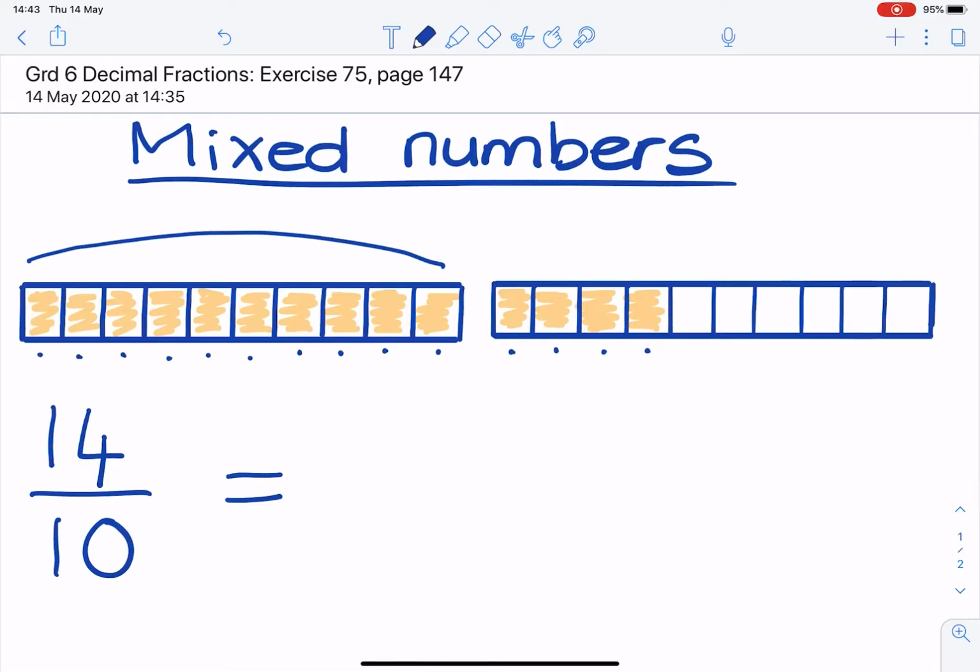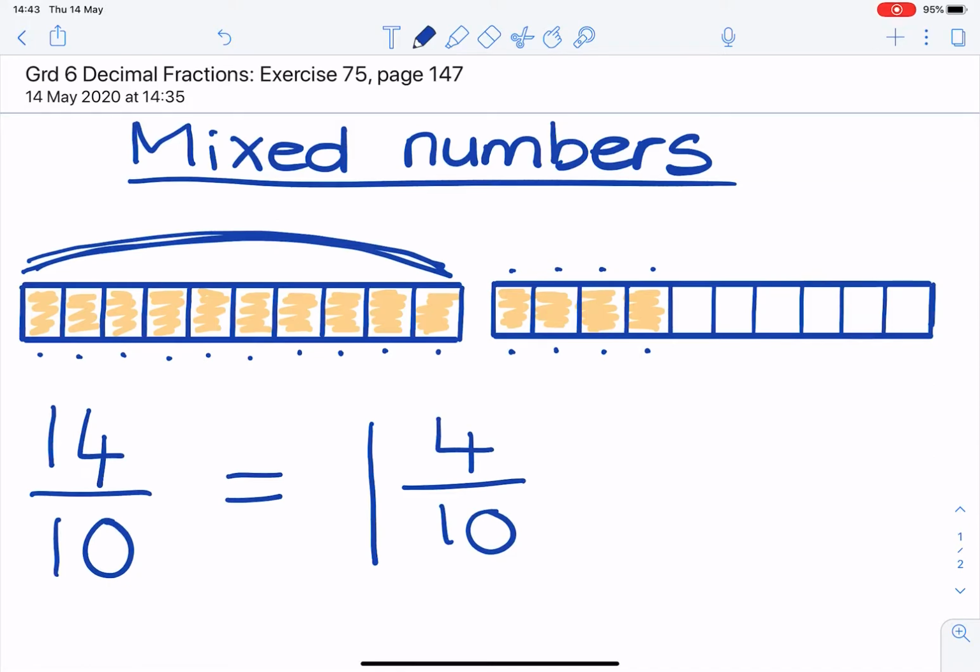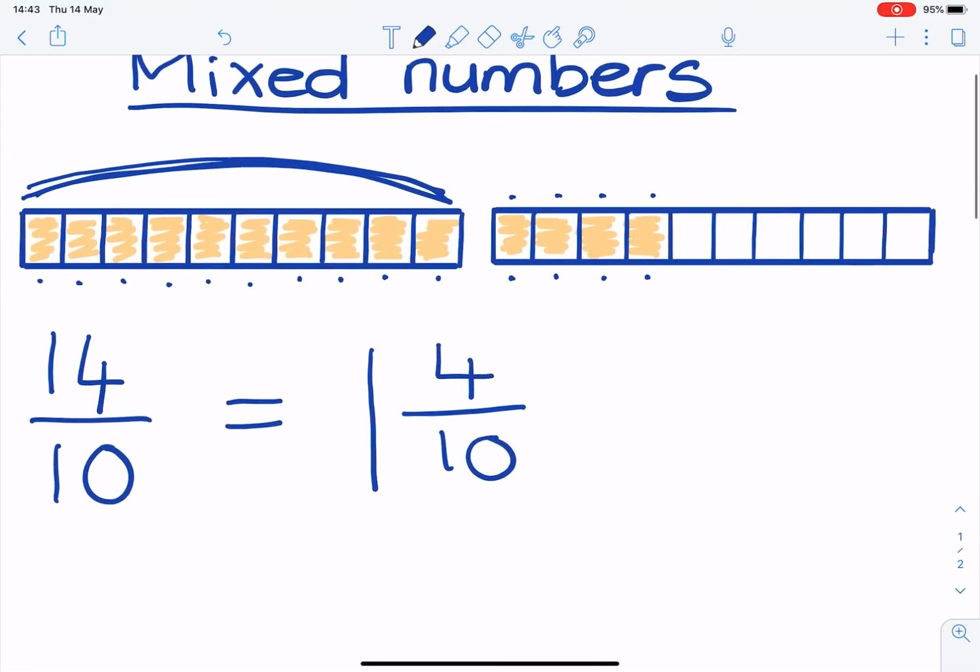So let's look at this diagram differently. I've eaten 1 whole chocolate bar and 1, 2, 3, 4 out of 10. Those are equal. We did these before, where we changed improper fractions into mixed numbers. Now we want to write it as a decimal fraction.